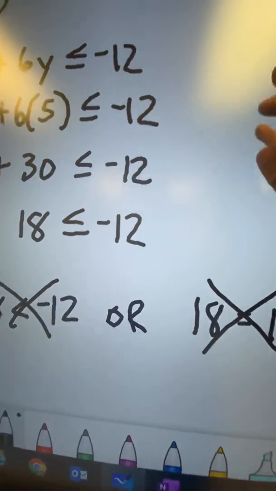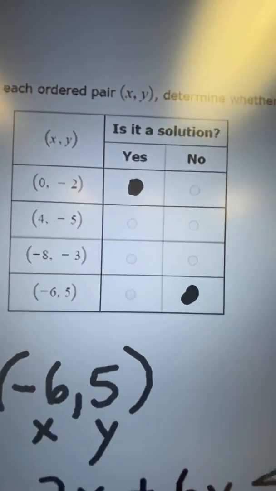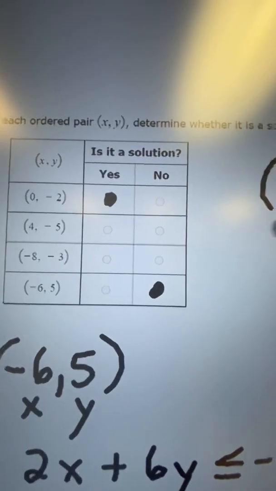But again, to be a solution, it always has to be true, whatever inequality you're dealing with. And if you get something that's false, it's no.